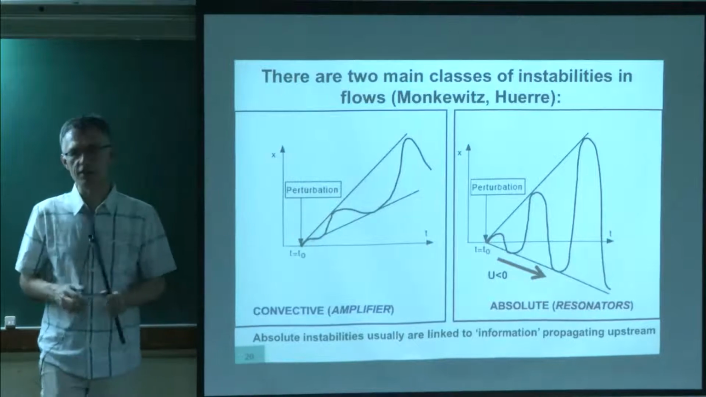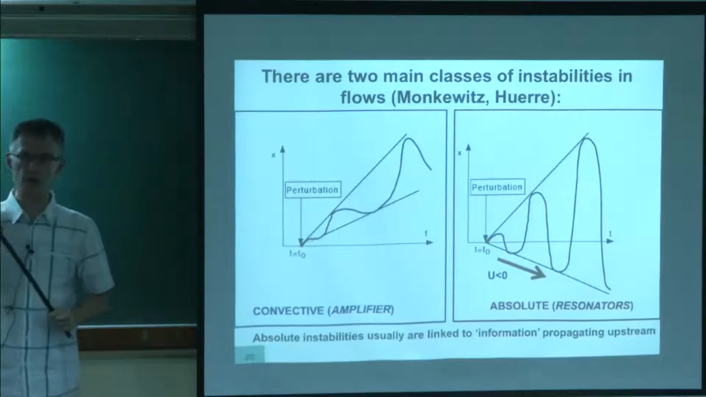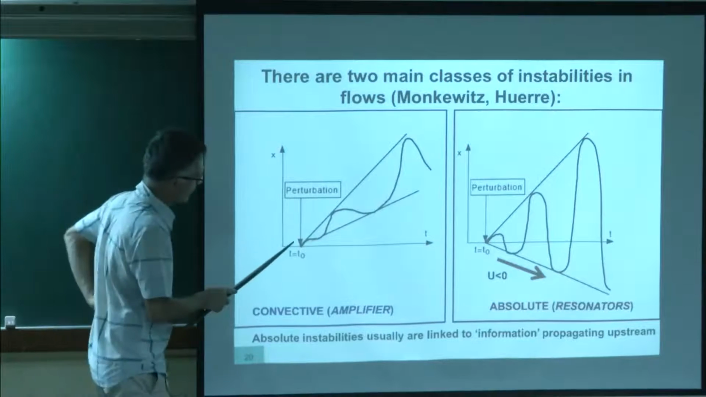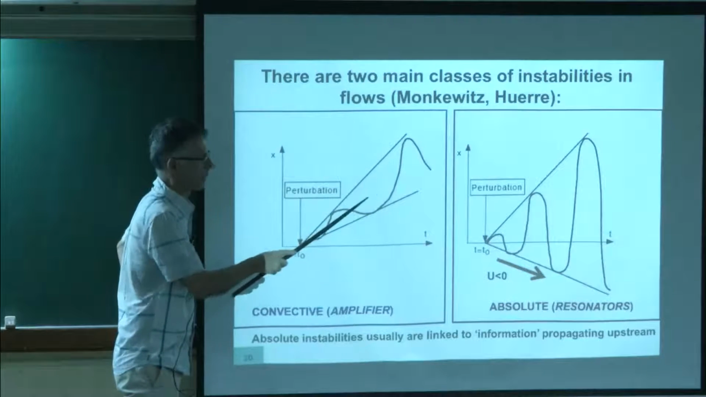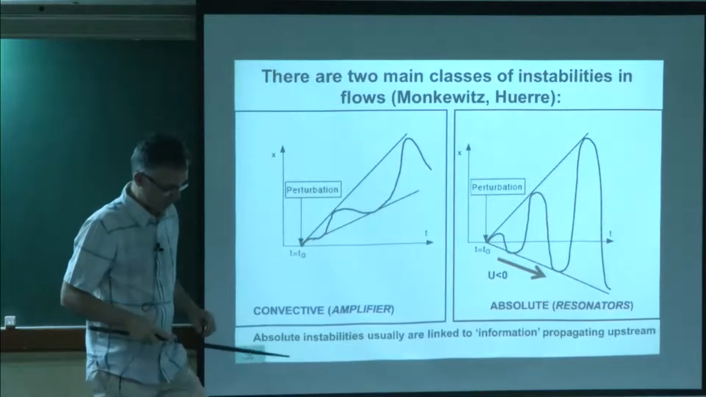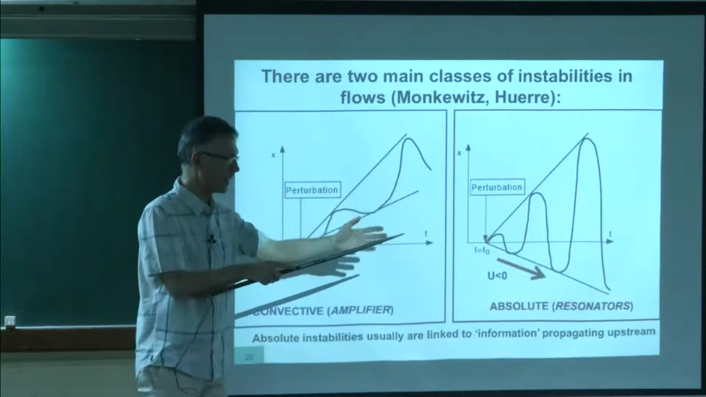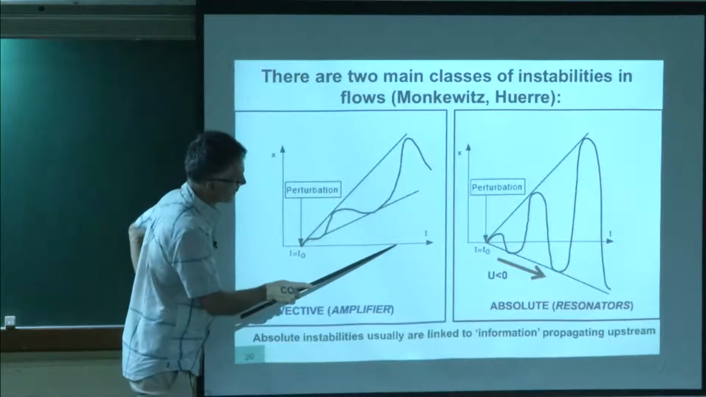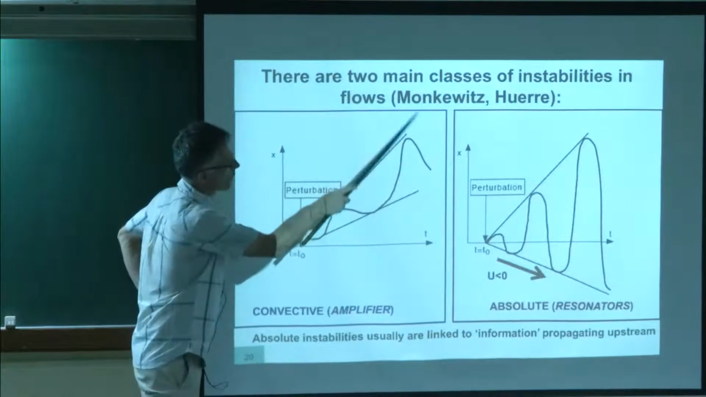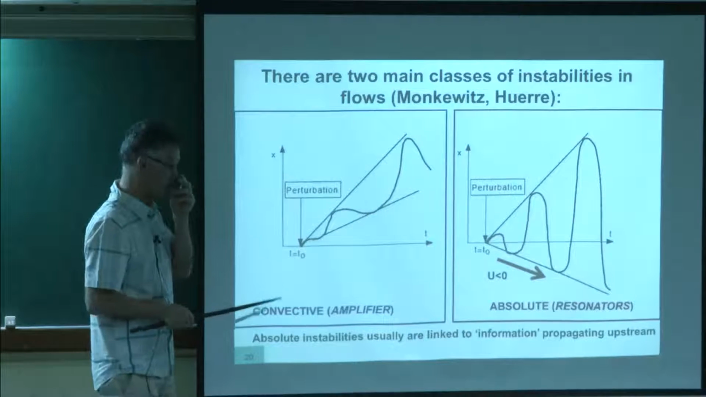Convective instabilities are what's happening if you put a perturbation in the flow, and if you trace its influence as a function of time, this perturbation is convected away. So you put a perturbation here, and you see it going away. If you come back an hour later, everything's gone, okay? In time here, this thing will just go away. It's convected. That's why we call it convective.